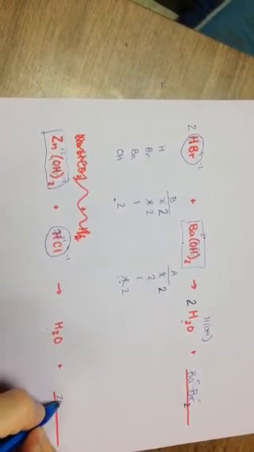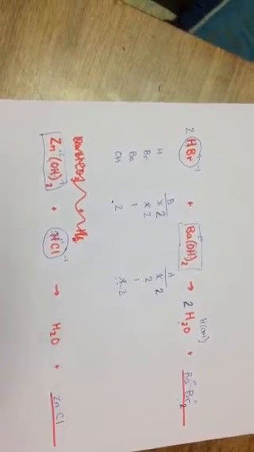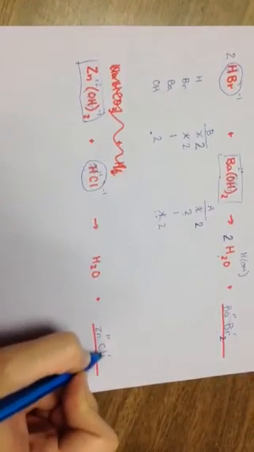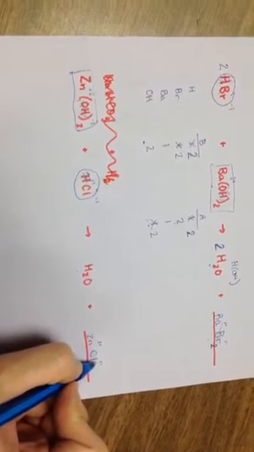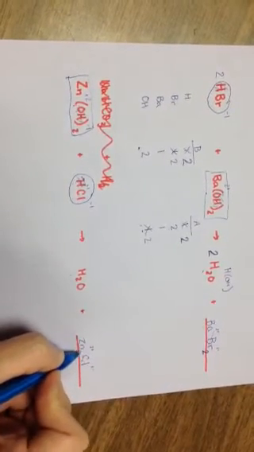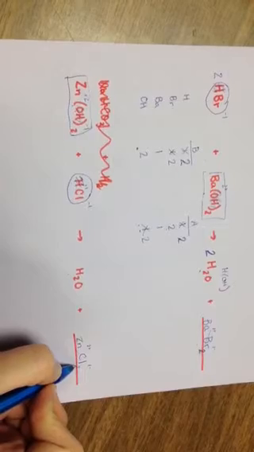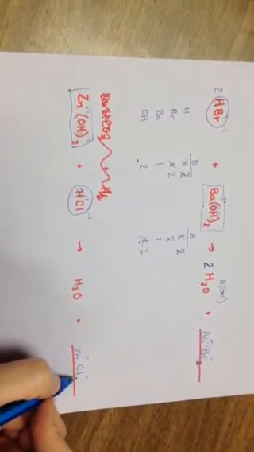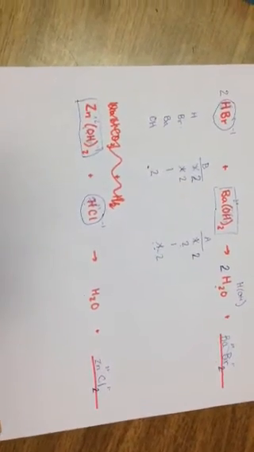That leaves me with zinc and chlorine. Zinc, 2+, chlorine, 1-. Those are not balanced. The positive-negative charges are not equal. So I need to do crisscross method. That 2 is going to go over here. So now I've got ZnCl2, zinc chloride. That's right. Now let's look at our equation and see if we're balanced.